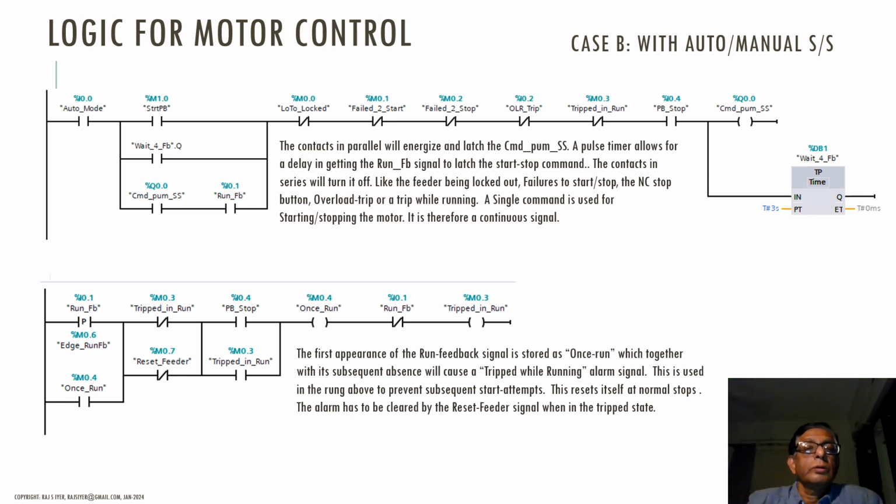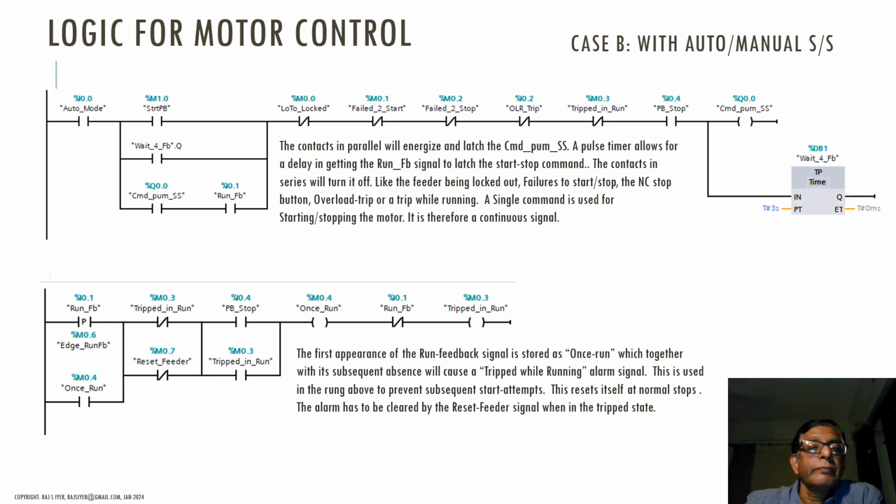Okay, so the first parallel contact is the output of this timer, so it will remain latched for at least 3 seconds. If within 3 seconds you get the run feedback, then the run will remain latched, and the run command can be sustained. If, however, even after the lapse of these 3 seconds, you don't get the run feedback, then the command pump SS signal will fail. It will turn off, and the contactor will drop inside the feeder panel.